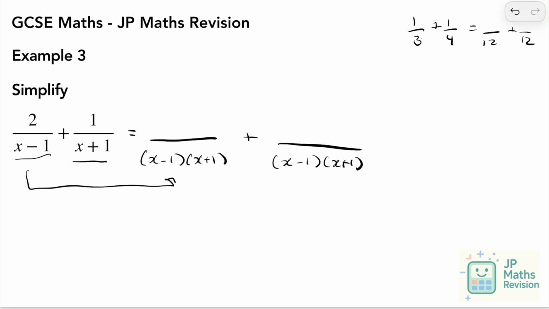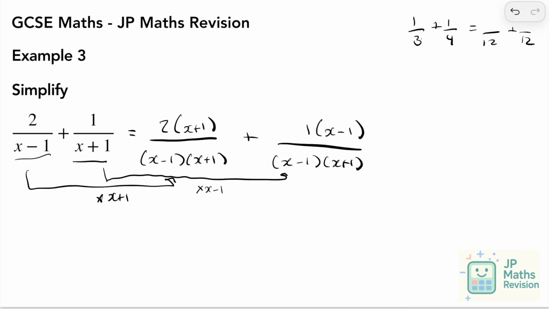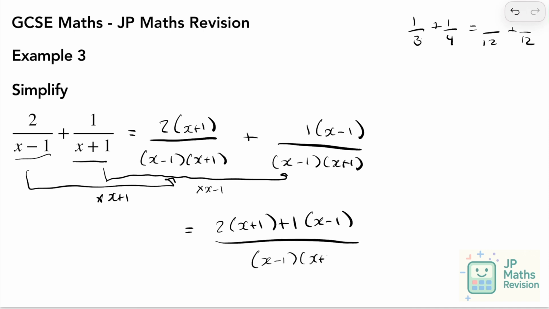Now for this one, to get from x minus 1 to x minus 1, x plus 1, we multiply by x plus 1. So I'm going to do the same to the top, so it's 2 bracket x plus 1. And for this one, to get from x plus 1 to x minus 1, x plus 1, we multiply by x minus 1. So I'm going to do the same to the top, so it's 1 times x minus 1. So now I'm going to add, so what we're doing essentially is 2 bracket x plus 1 plus 1 bracket x minus 1, all over x minus 1, x plus 1.